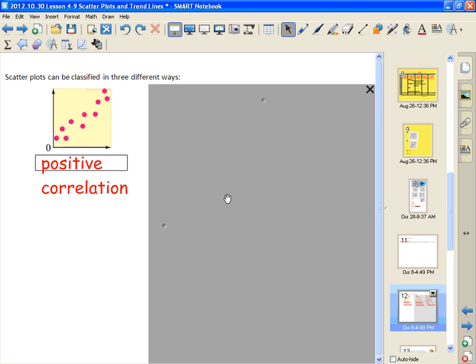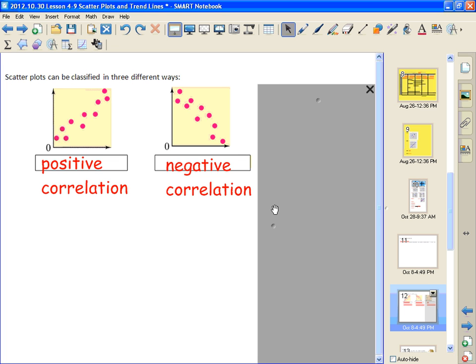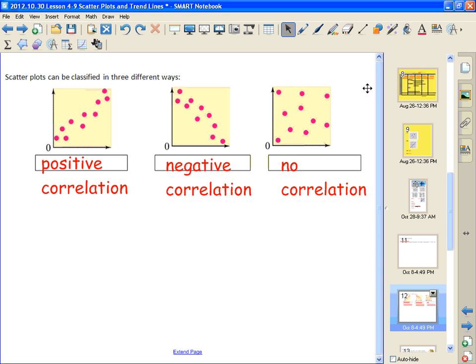Next, if the points go in a downward trend, that will be negative correlation. Nick, will you go point at negative correlation for me so they can see where the poster is that describes it? Thank you, Nick. Excellent. And then one more. If your points have no pattern at all, then they have no correlation. So no correlation describes a graph that has no pattern.